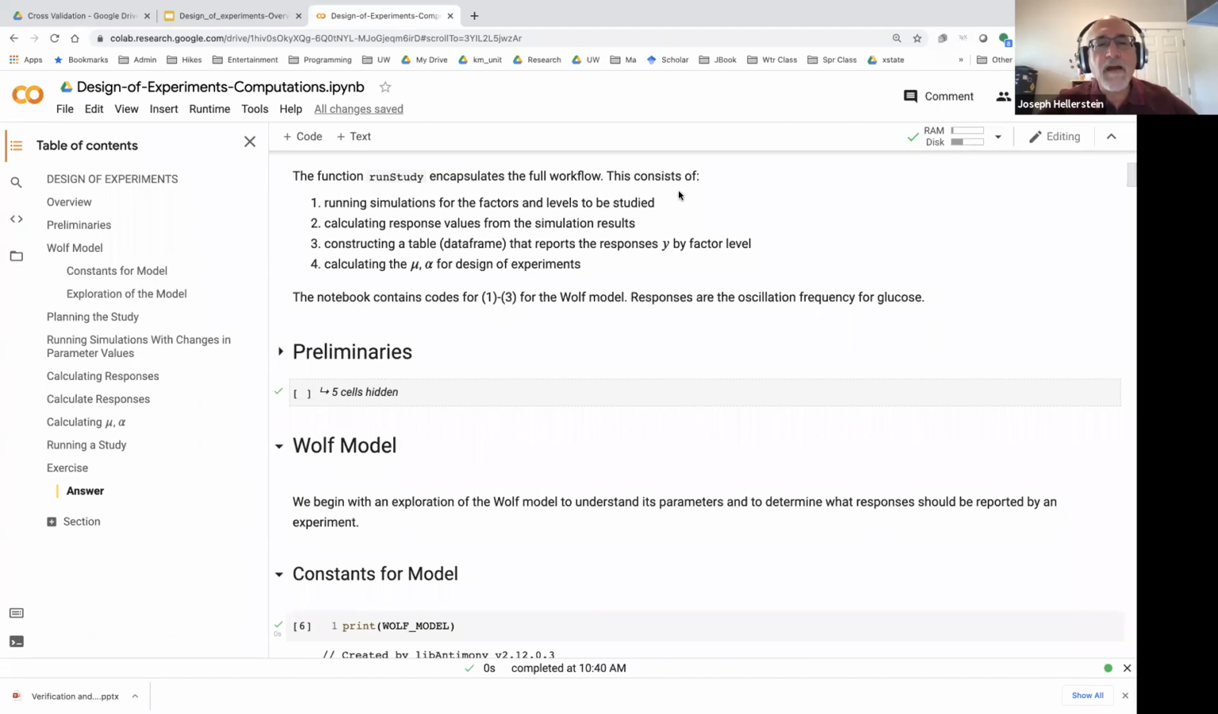So again, the kinds of things you have to do: you have to be able to simulate with factors at different levels. You're going to get out time course values of the concentrations. From that, you want to calculate what your responses are. In this case, we're using frequency. And then you've got a table that will show the values of responses at the different levels. And from that, you want to calculate these components of response, the mu, alpha, you might have a beta as well.